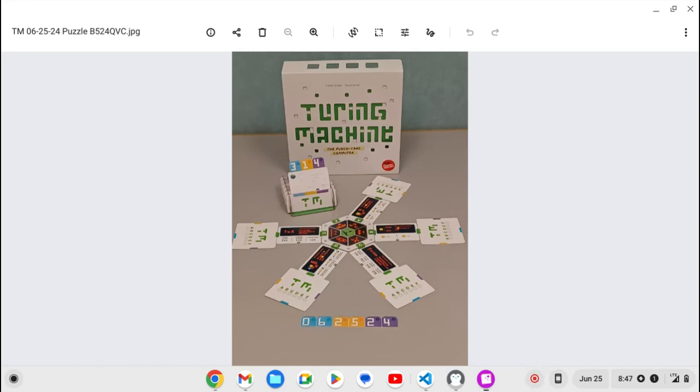Begin. Today is June 25th, 2024, and we're solving the Daily Turing Machine Puzzle. Today's puzzle uses 5 criteria cards and 5 verification cards. Let's go to turingmachine.info for the details.